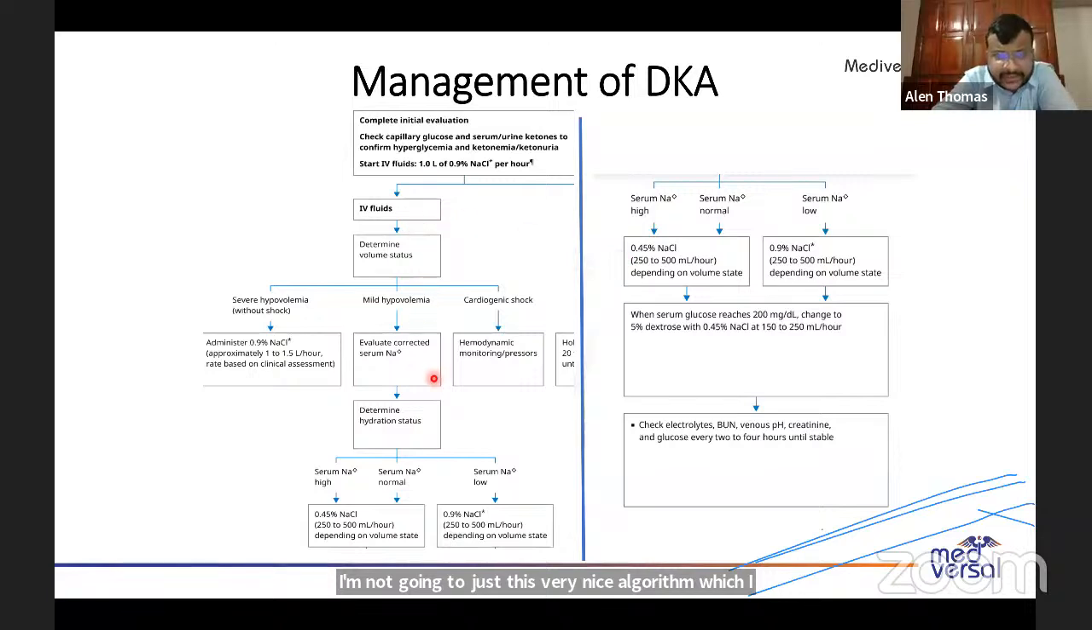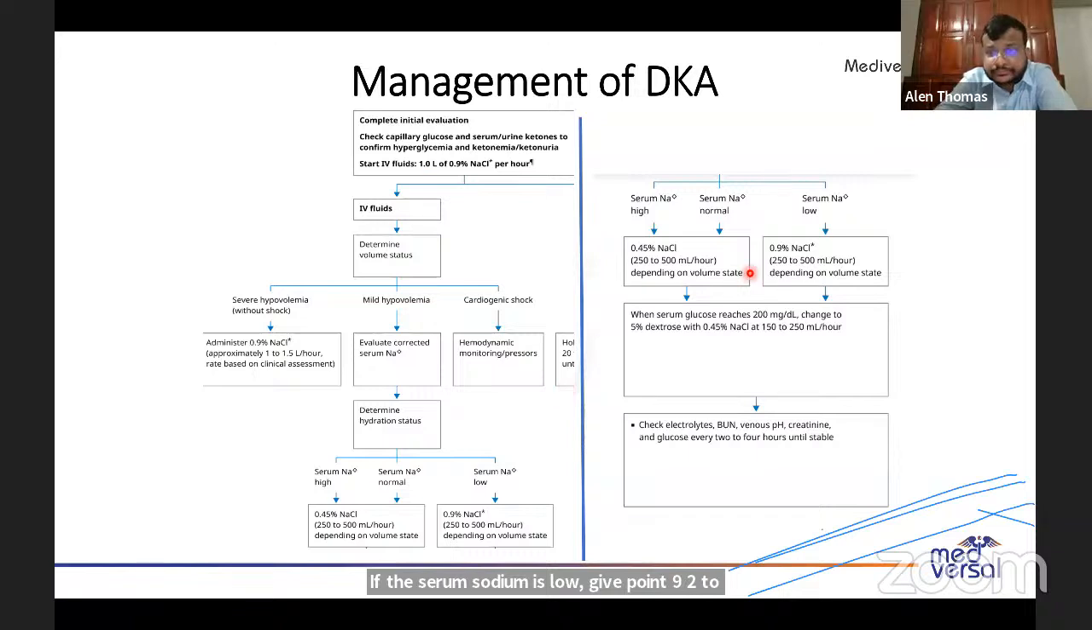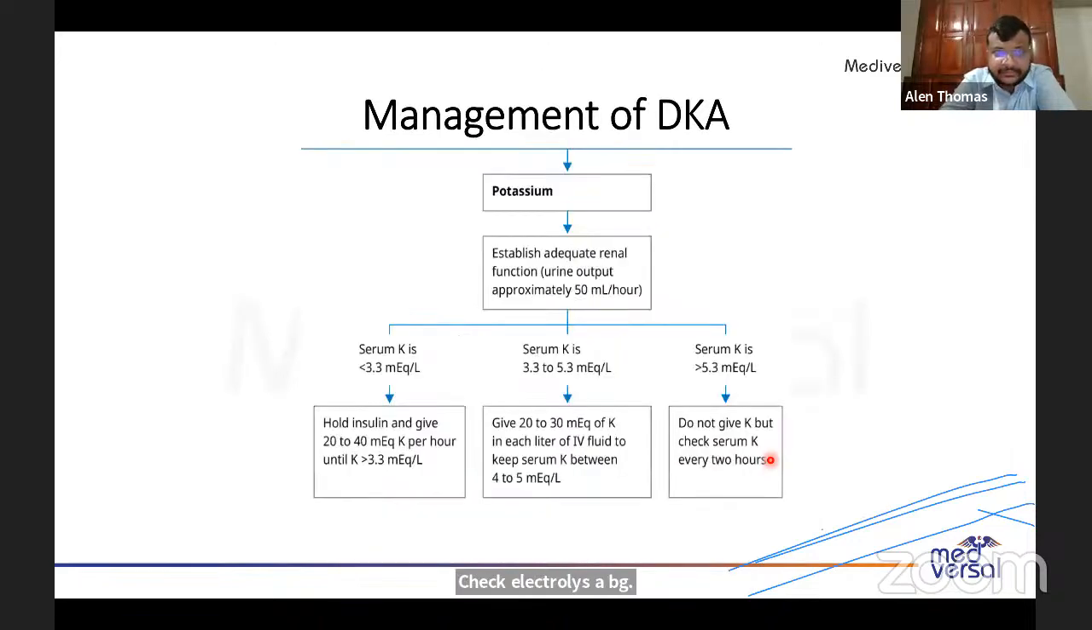This is for IV fluids. So you determine the hydration status. If serum Na is high, then you give N/2 saline. If it's normal, also give N/2 once it's hydrated. If the serum sodium is low, give 0.9 NaCl, 250 to 500 ml per hour, depending on the volume state. It's the same thing here. And once the serum glucose reaches 200, then switch to N/2 with 5% dextrose. Check electrolytes and ABG every 2 to 4 hours until stable.